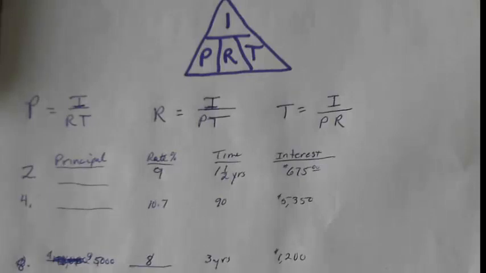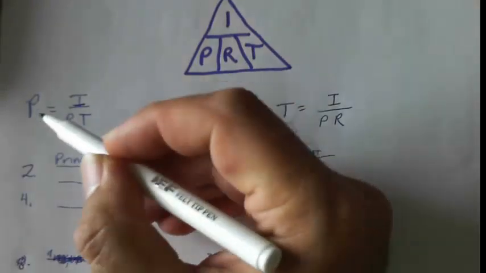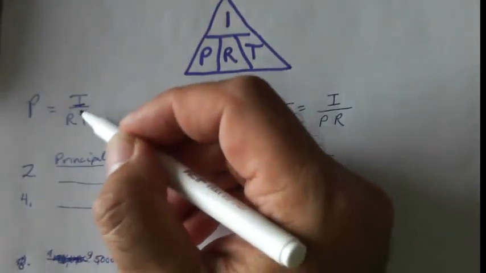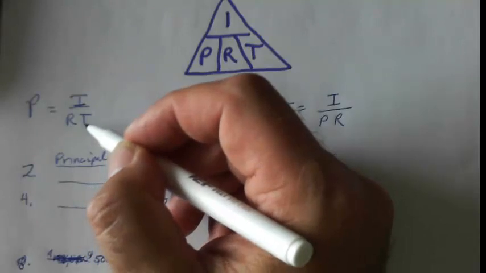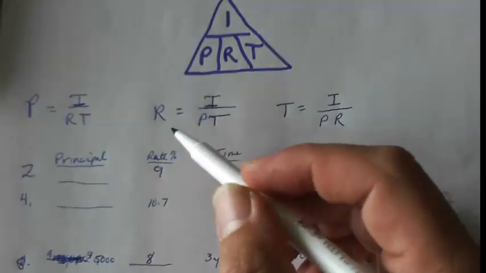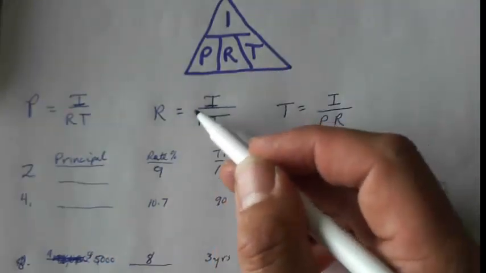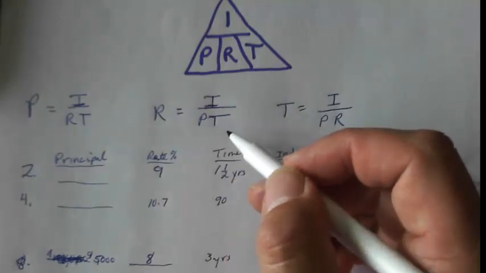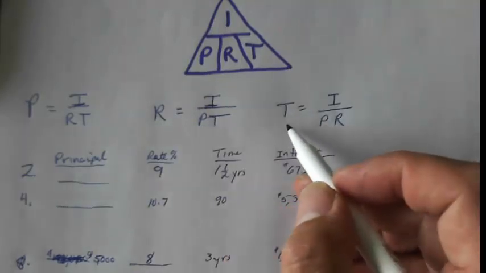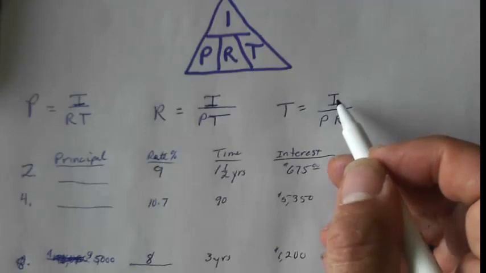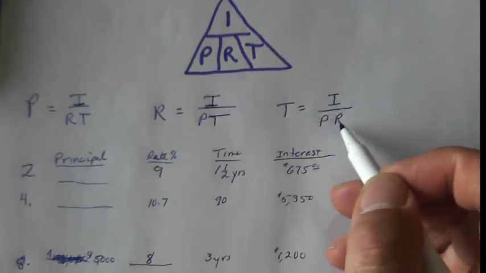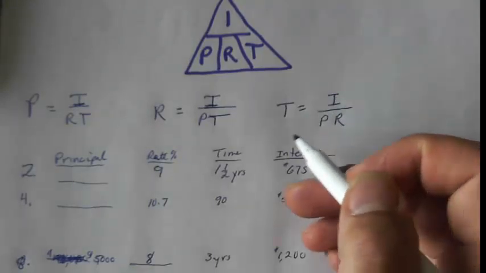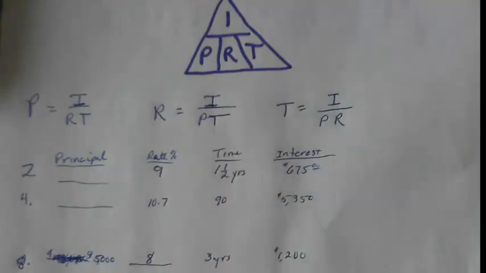They apply that in 3 different ways. I wrote those different aspects of the formula out for you. If you're looking for the principal, you take the interest and you divide that by the rate times the time. If you're looking for the rate, you take the interest and you divide that by the principal times the time. And if you're looking for the time, you take the interest and you divide by the principal times the rate. So we're going to apply those various formulas into our homework.